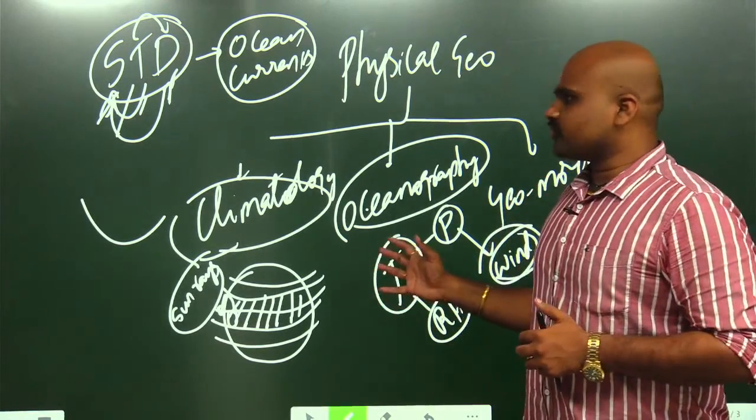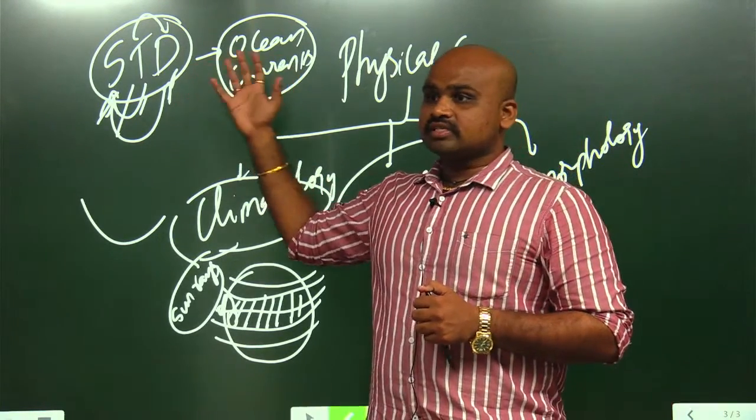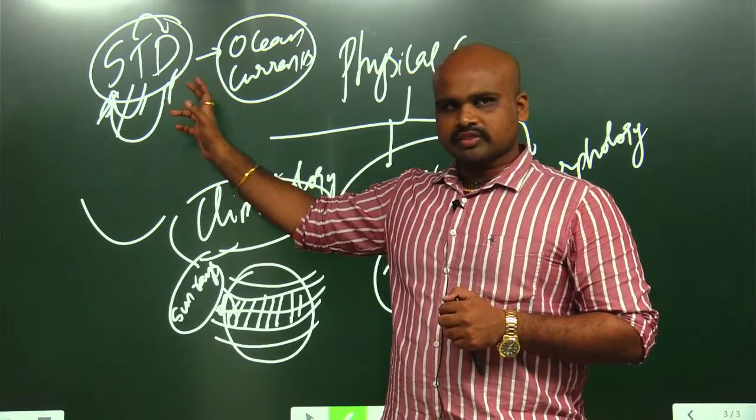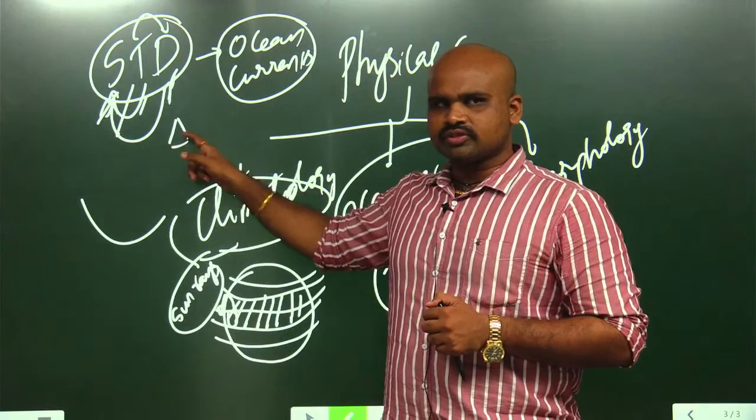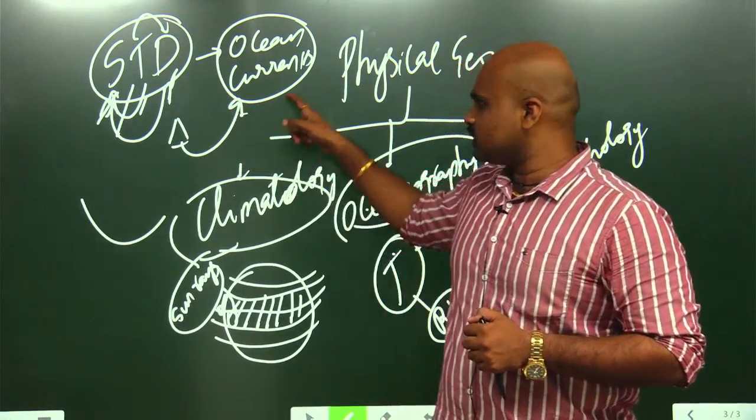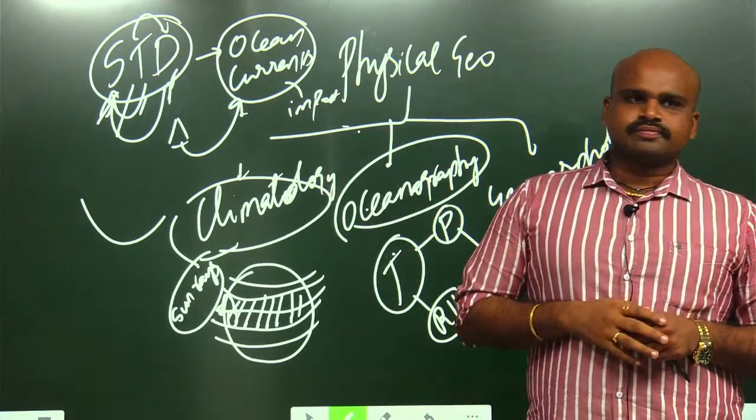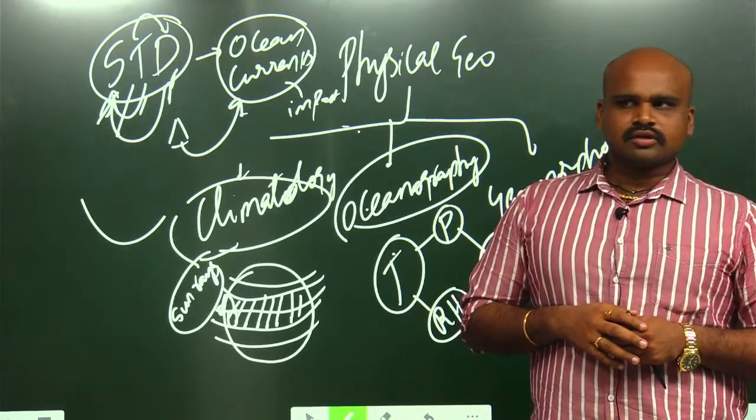So in oceanography, we will see the relation existing between salinity, temperature and density, and if there is a difference, you would see a balancing circulation called oceanic currents, and this would have certain impacts. Right?